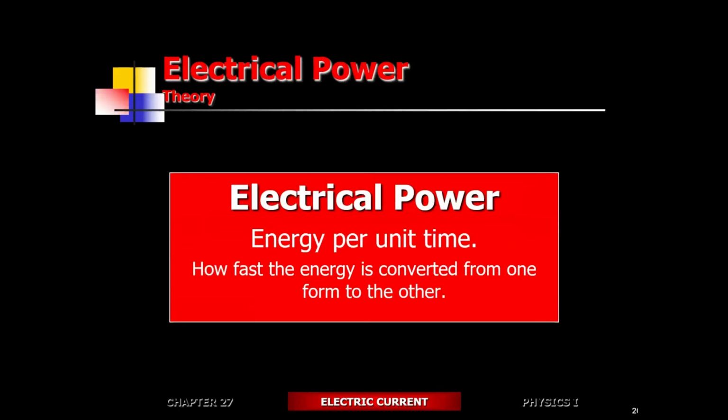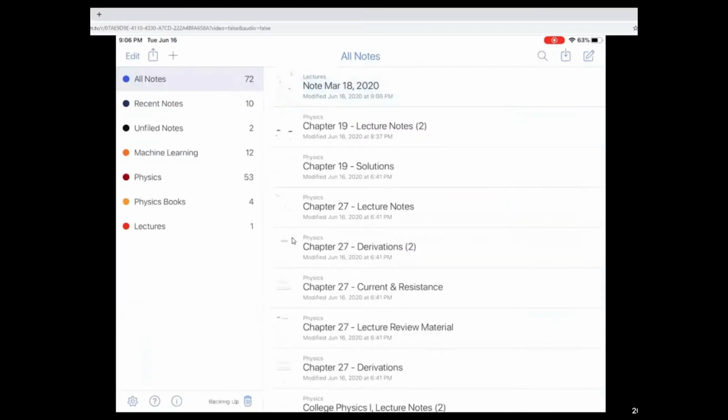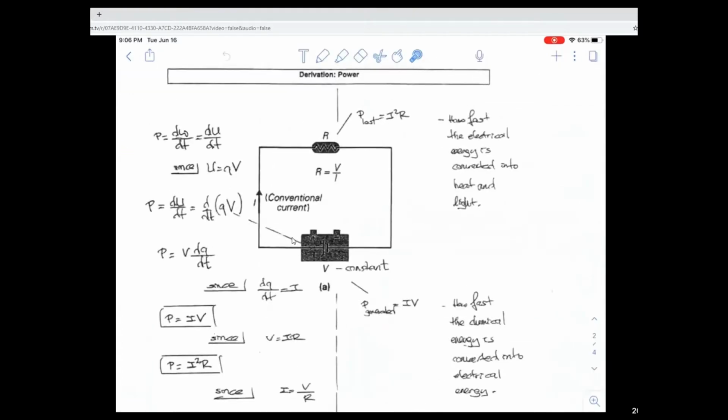Now, electrical power is kind of interesting because there are two types of conversions that happen when it comes to electrical power. At one place, the power is going to be generated. At a different place, the power is going to be lost. All right, so we got two things. Power is going to be lost through a resistor, and the power is going to be generated at the battery. So what's the meaning of power lost, and what's the meaning of power generated?